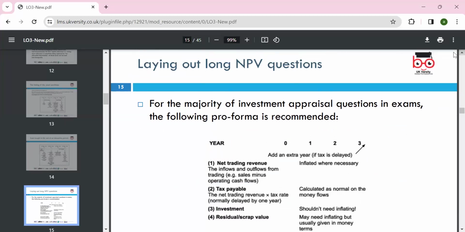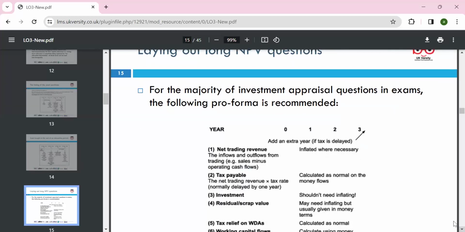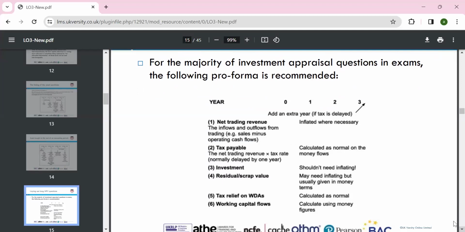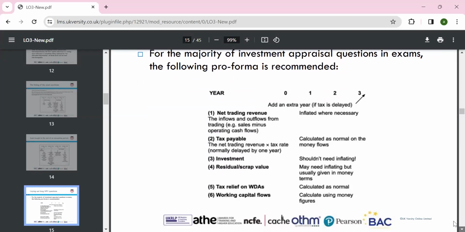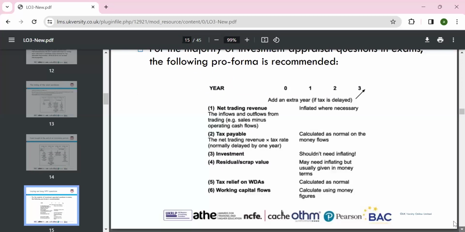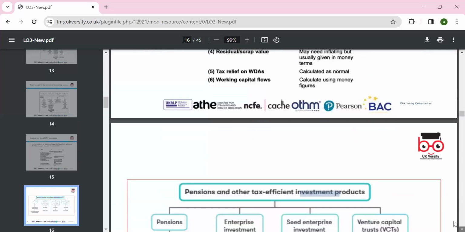Which we can lay out in the long NPV question. The following, of course, you're not doing exams, so it's just a matter of your assignment. So net trading revenue, you have taxable profit, net trading revenue times the tax rate, investment, residual or scrap value, tax relief, the written down allowance, and the working capital flows.